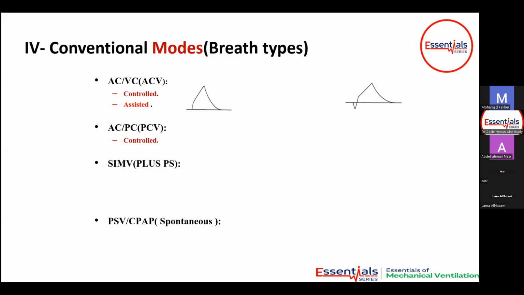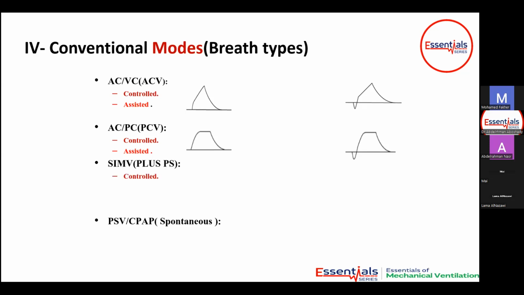The pressure control mode, which is similar to the volume control mode, when the patient does not trigger, it gives him a controlled breath. But when the patient triggers a breath, it gives him an assisted breath. So the PCV or the pressure control ventilation mode gives only mandatory breaths.